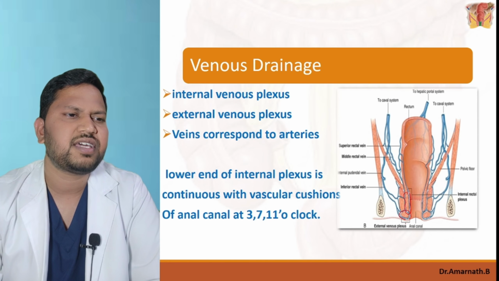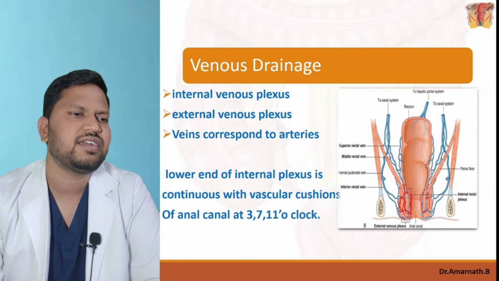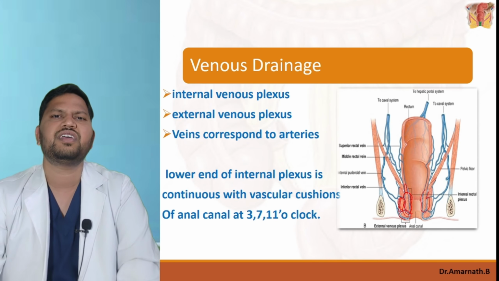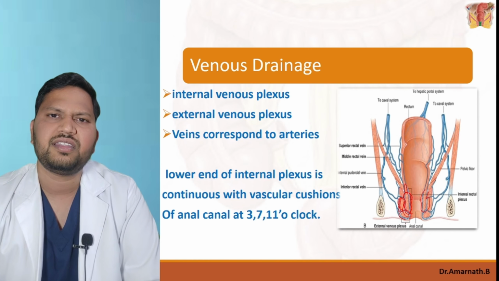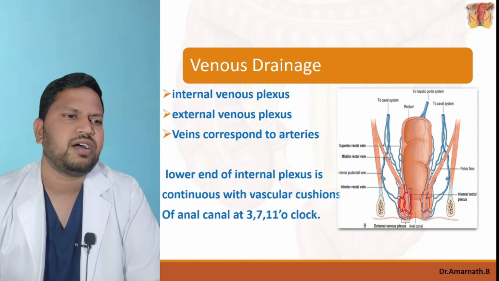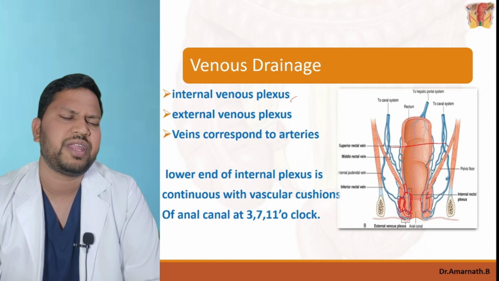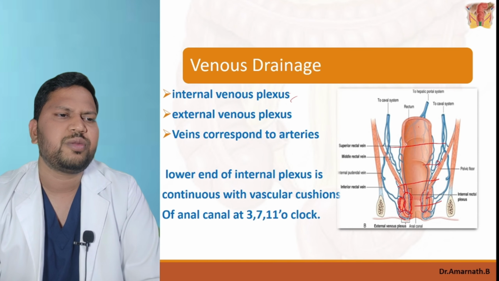So the internal plexus is present in the submucosa layer. Here we will find the internal mucosa, whereas the external venous plexus is present outside the muscularis layer. So the external venous plexus we see outside the muscularis layer, whereas the internal venous plexus we see at the level of submucosa. These communicate with each other and drain: the upper part drains into the superior rectal vein, the middle part drains into the middle rectal vein, whereas the lower part drains into the inferior rectal vein.